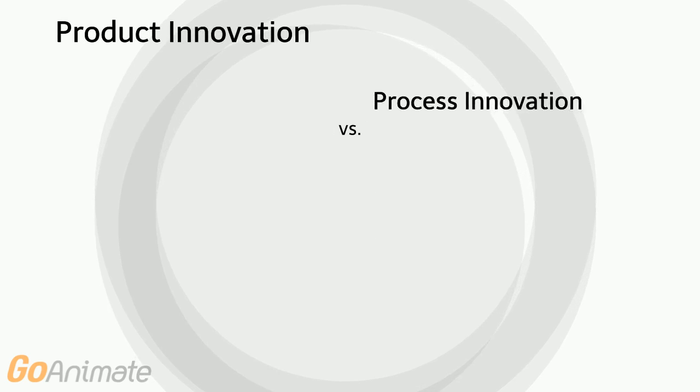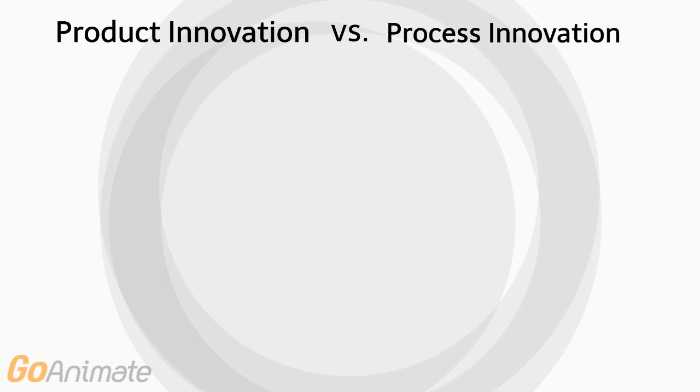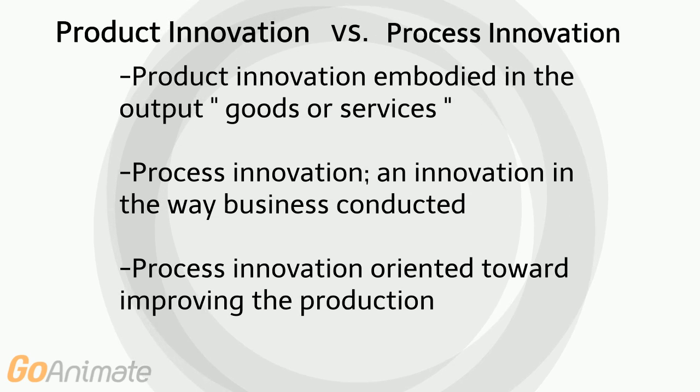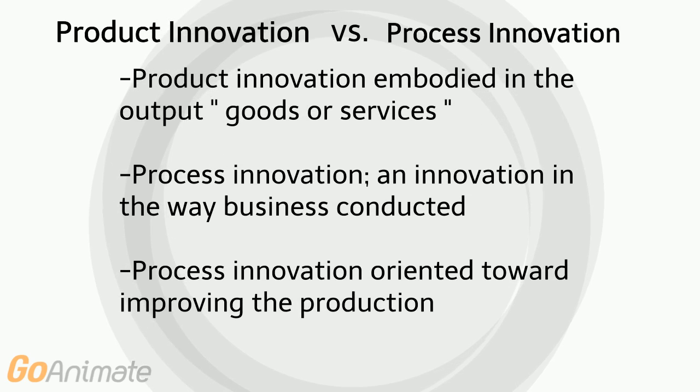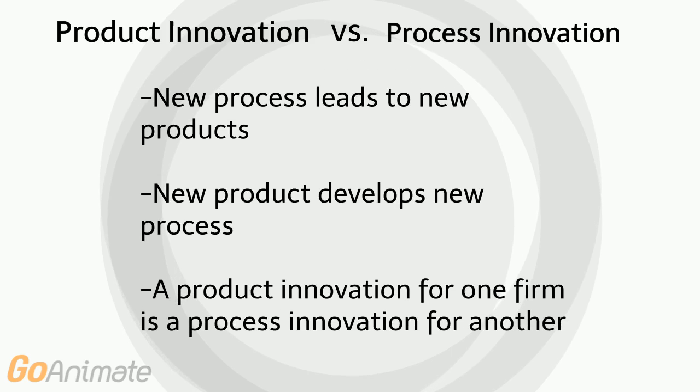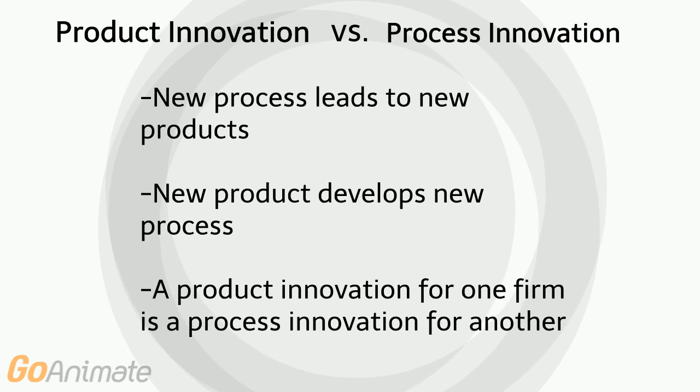This is the first dimension. Product innovations are embodied in the output goods or services, while process innovation is an innovation in the way that business is conducted, which is often oriented toward improving production. New product innovations and process innovations both occur in tandem.